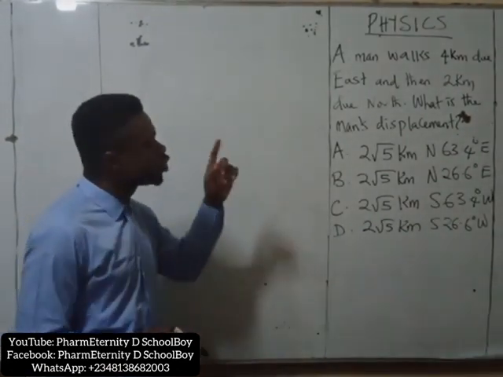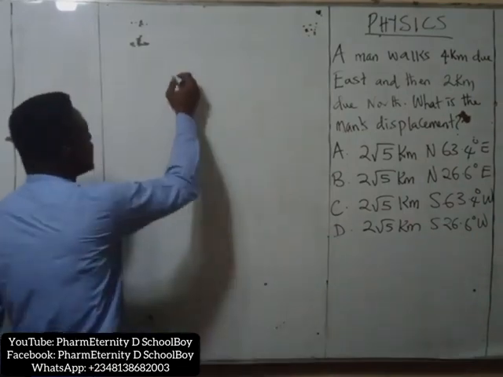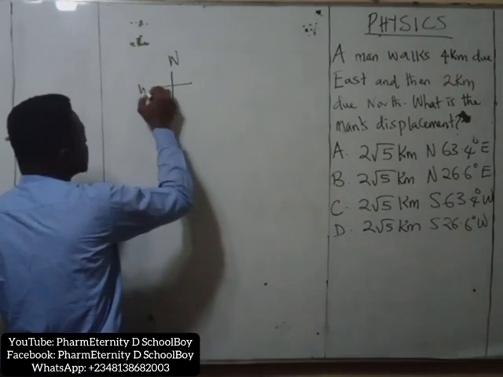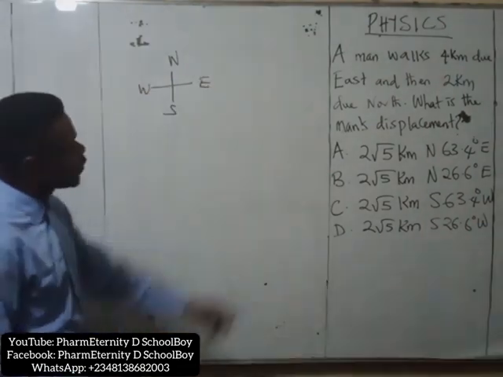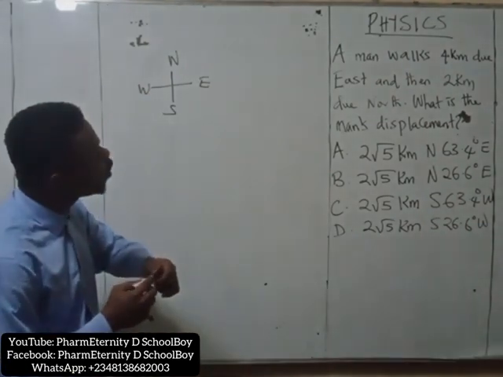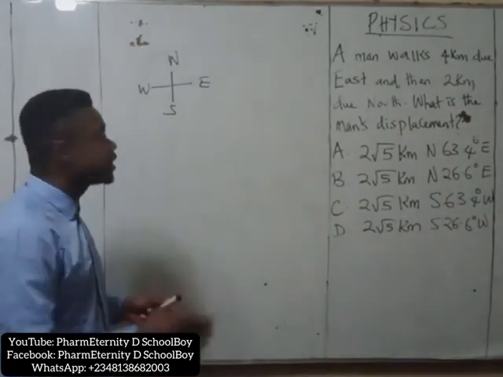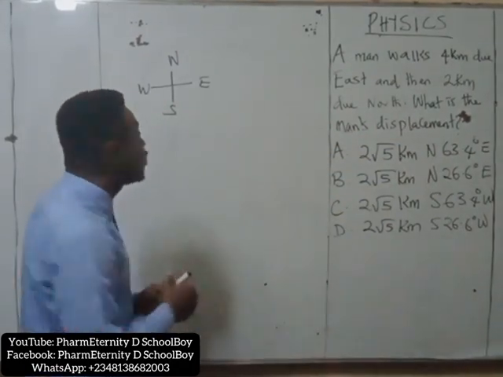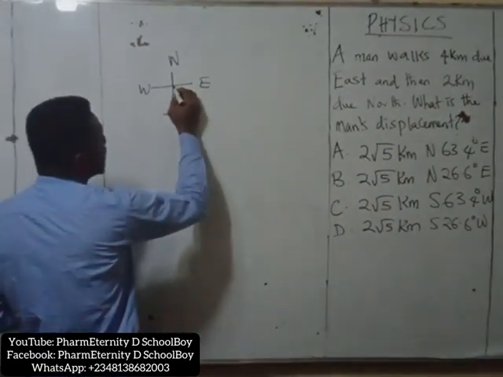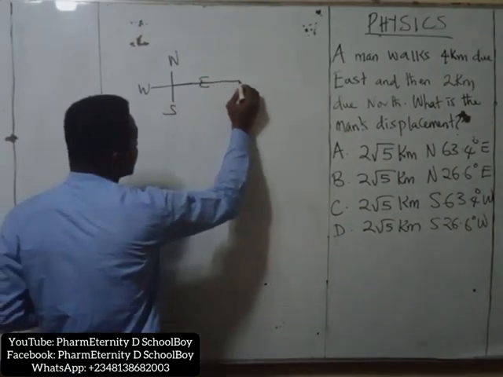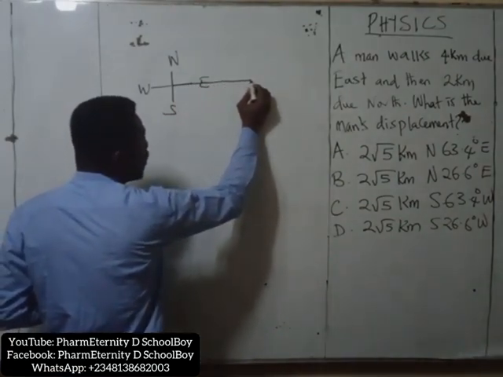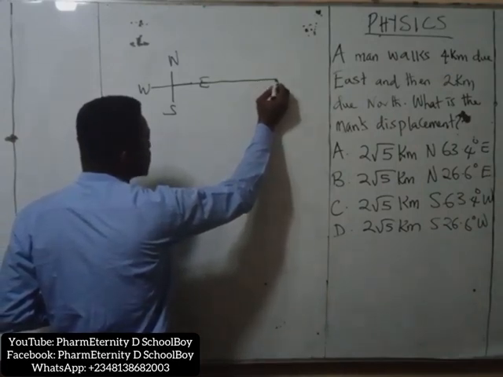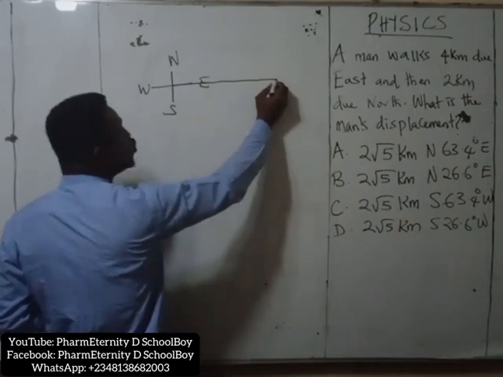Now, for us to be able to solve this question, we should understand the cardinal points. We have north, south, west, and east. The question says that a man walks 4 kilometers due east. That means he continued in the east direction for 4 kilometers. So the man walks like this for 4 kilometers. Then on getting to 4 kilometers, the man stopped and then moved due north.